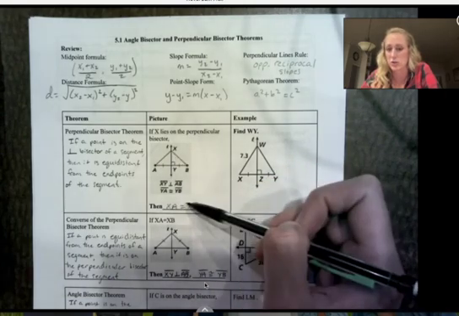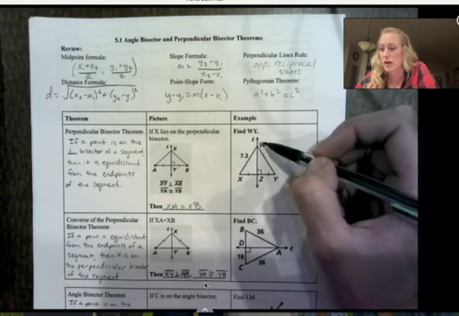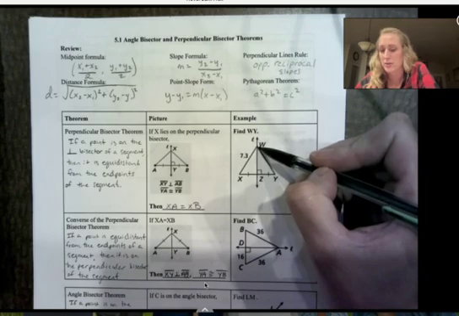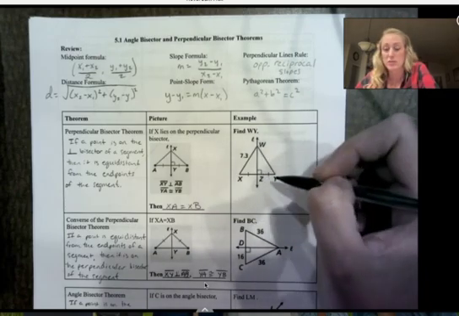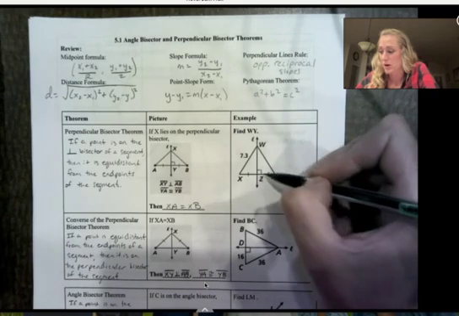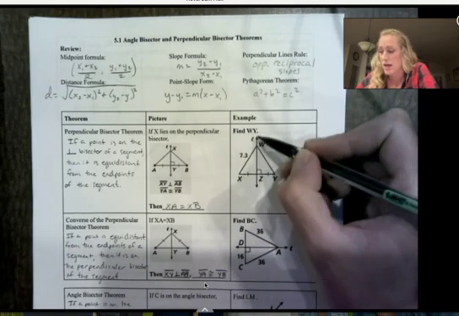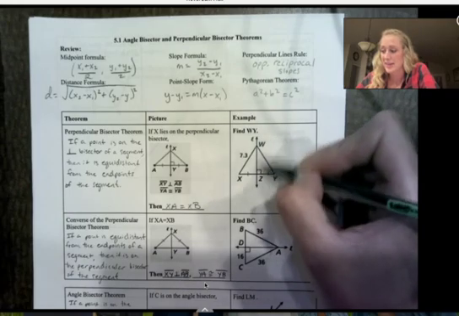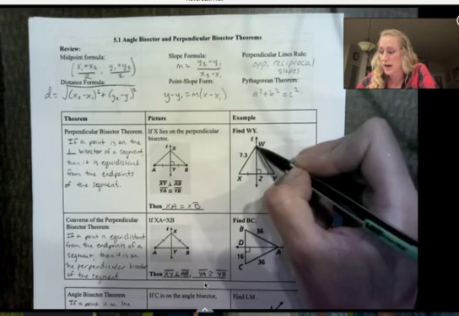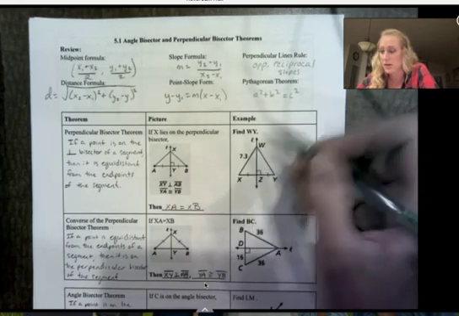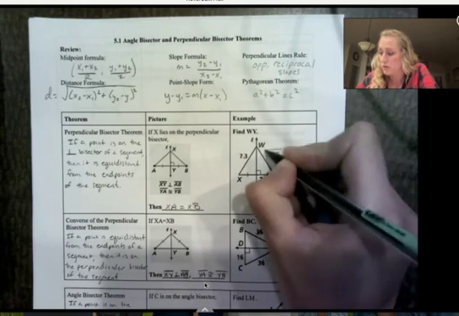So that's the conclusion. Okay, so if we use that theorem here, I know W is on the perpendicular bisector. How do I know that? Well, the 90-degree angle tells me it's perpendicular, and the tick marks let me know that it's bisecting, right? It's cutting it into two equal halves. So any point on this line is the same distance away from X as it is from Y. So W right now is 7.3 away from X, so WY is also 7.3 away from Y.